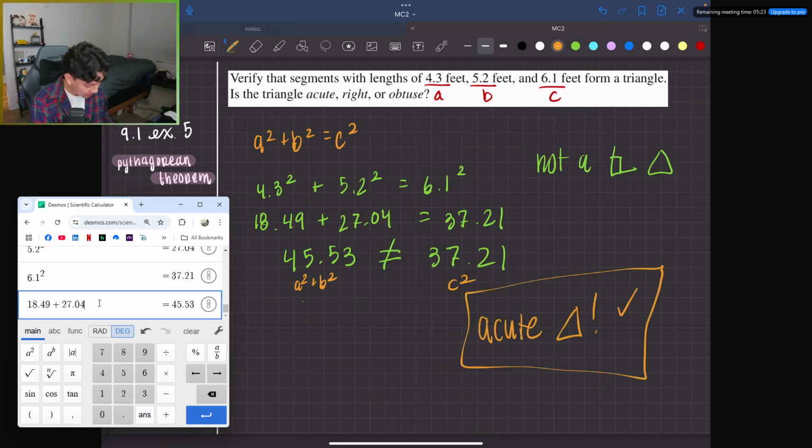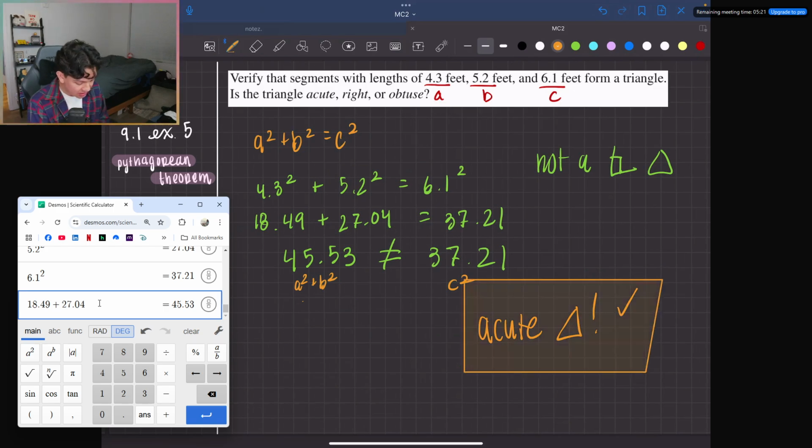Yay. Okay. I always suggest feel free to always draw it out. So there's 4.3, 5.2, 6.1, and then just find out if it's one of the three.